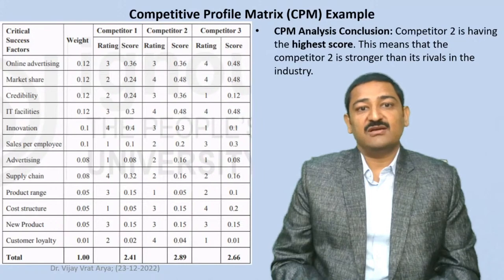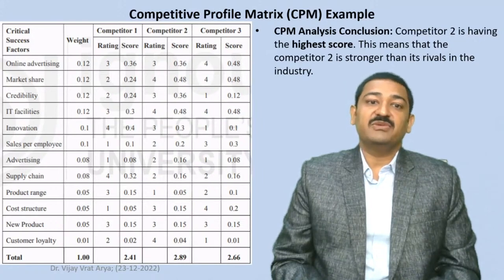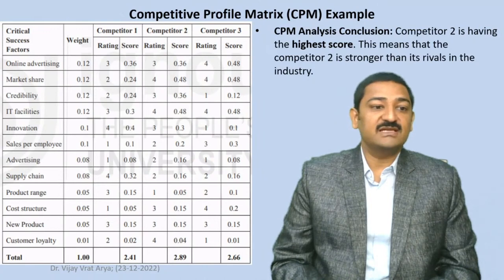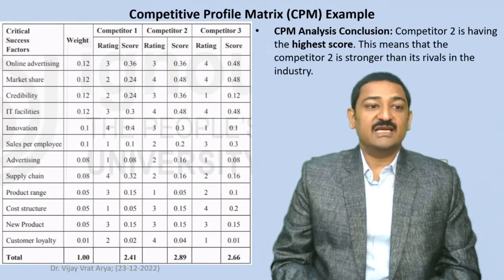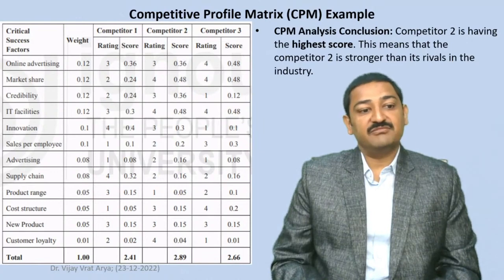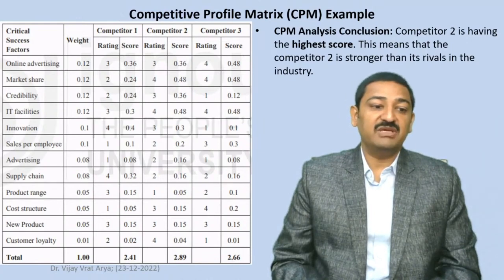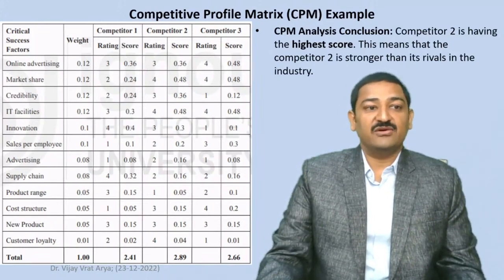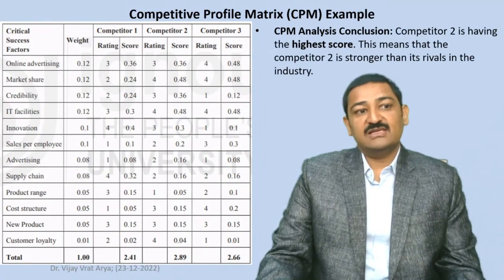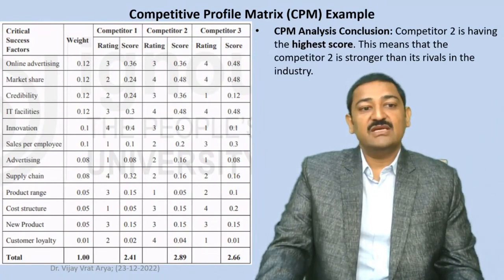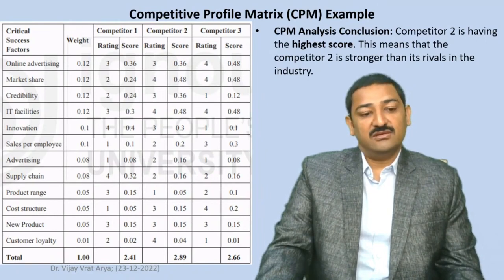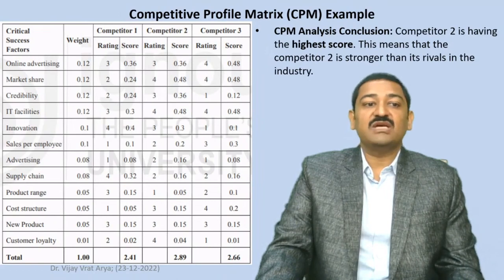And just to give a brief of the critical success factors identified here, they cover different aspects from the perspective of the competitive profile matrix. It can be sales per employee, IT facilities, credibility, online advertising, maybe supply chain, or maybe cost structure. So depending on a specific competitive environment or industry, some critical success factors need to be identified first, then a weight needs to be assigned to each, and the total of all those weights cannot be more than 1.